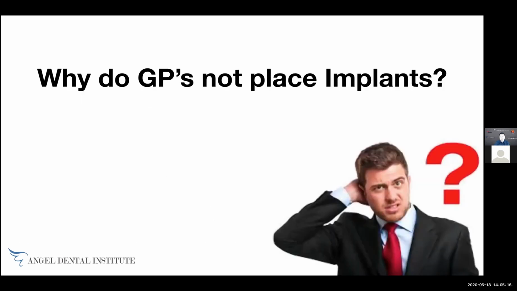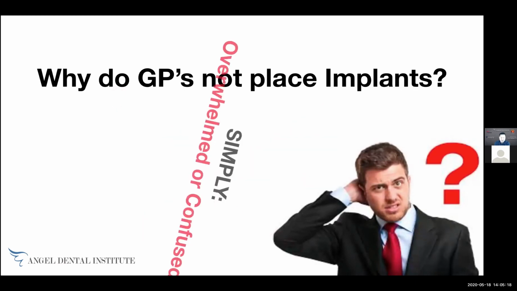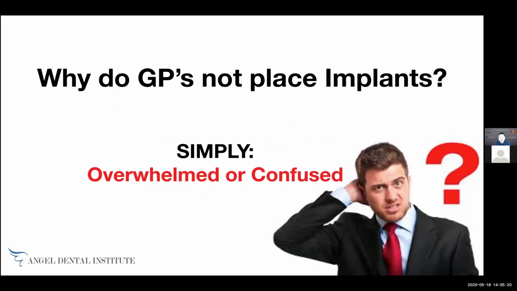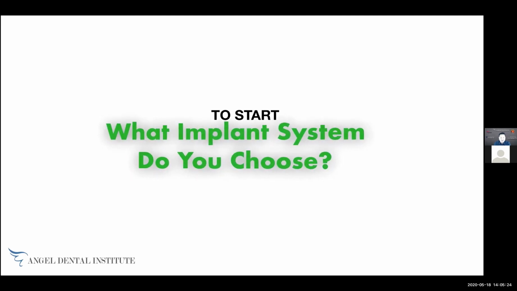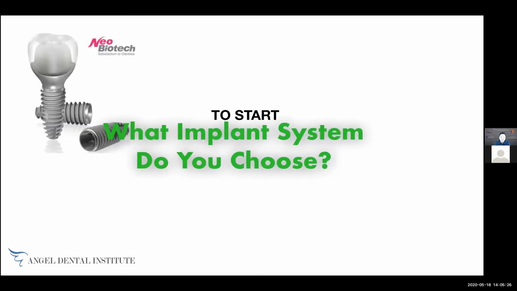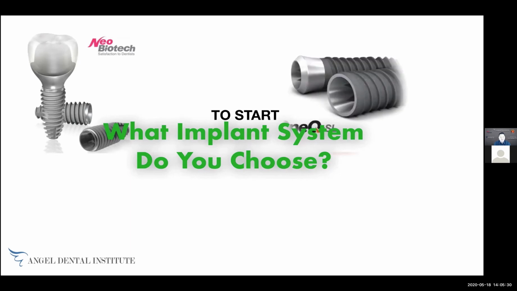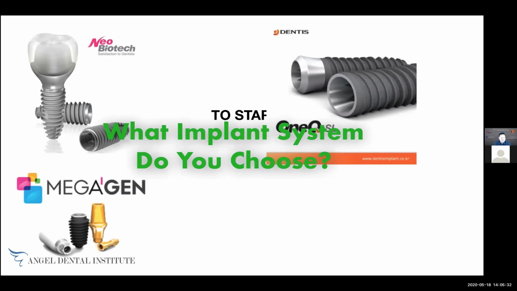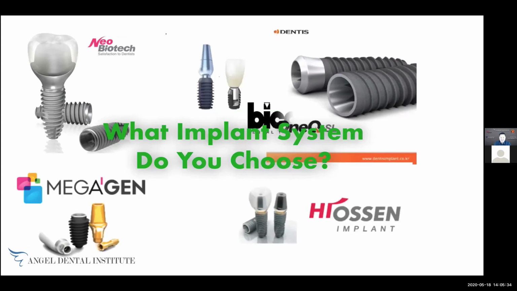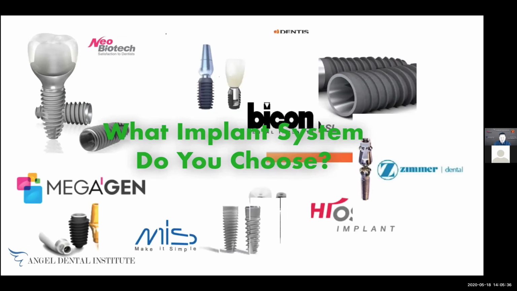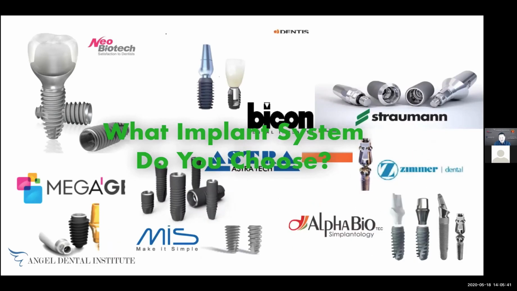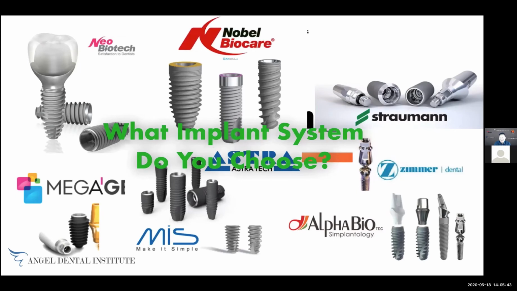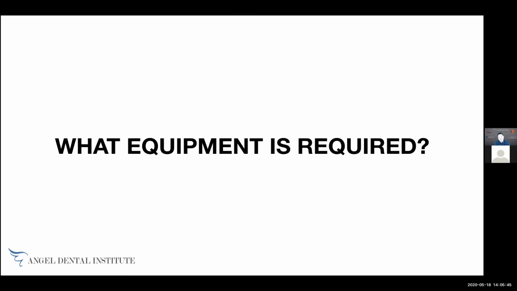So why do GPs not place implants? Simply, we get overwhelmed or confused. To start, look at what implant system you choose. There's obviously Neobiotech that I use, and there's Dentium, Megagen, Hiossen, Bicon, Zimmer, MIS, Straumann, Astra, Alpha Bio, Nobel Biocare, and tons more. That's endless.